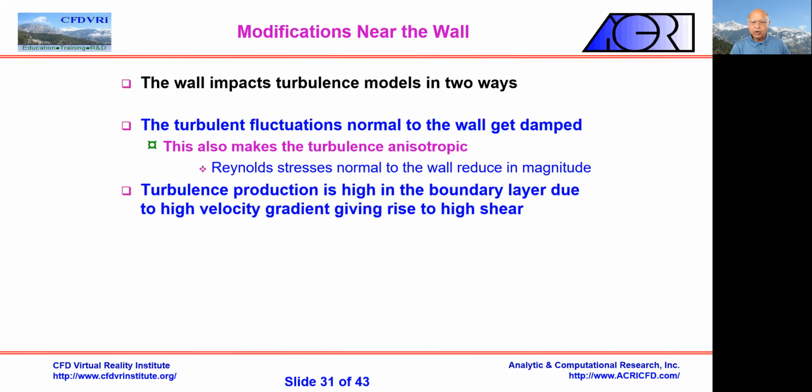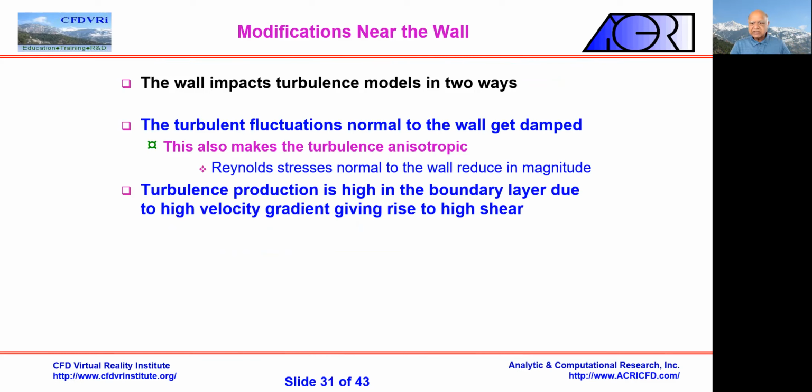So let's look at the wall, what caused this. So the wall impacts turbulence in two ways, okay? Turbulent fluctuations normal to the wall get damped. You know, they can't go anywhere. Eddies can stretch along the wall, but they can't stretch perpendicular to the wall, right? Okay, so this makes the turbulence very anisotropic. Okay, the u' component would be much larger than v' or w', okay?